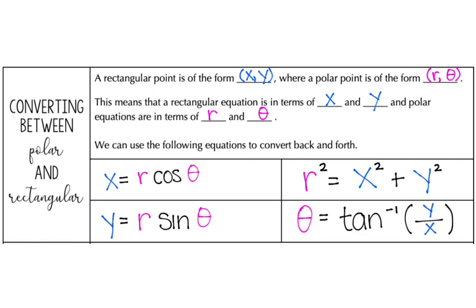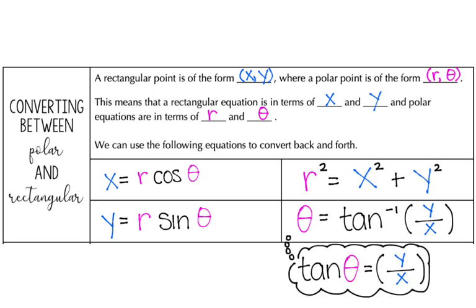Well, what about the angle? To find the angle, if we have our rectangular x and y, we do the arc tangent of y divided by x, and that will give us our angle. But don't forget that also means that if we have our angle, we will have the ratio of y divided by x.